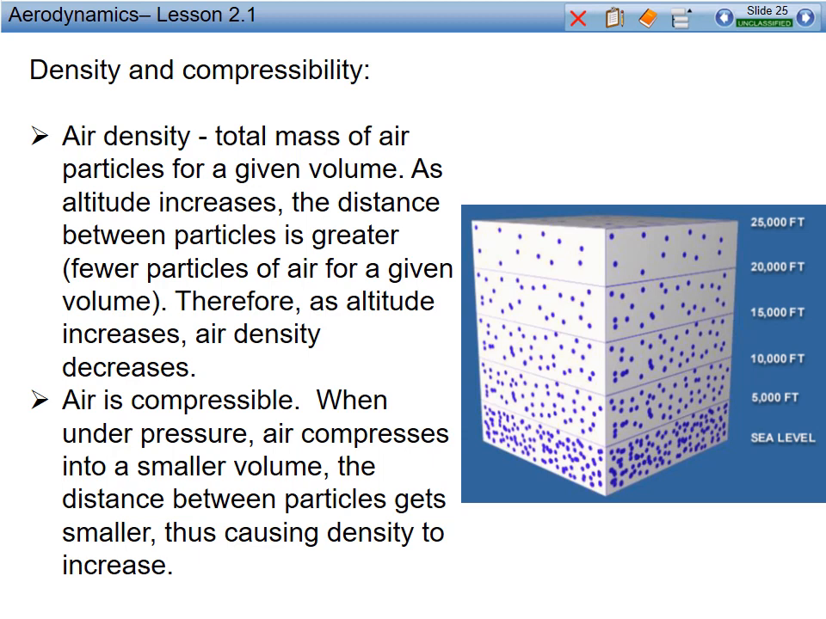Air density is total mass of air particles for a given volume, or mass per unit volume. As altitude increases, the distance between particles is greater. Therefore, as altitude increases, air density decreases. Air is compressible. When under pressure, air compresses into a smaller volume. The distance between particles gets smaller, thus causing density to increase.